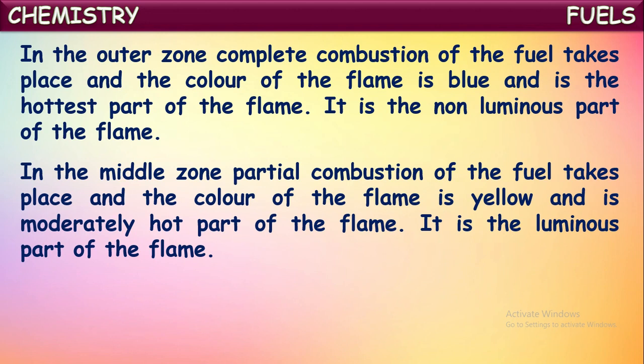Next, if we see the middle zone of the flame, partial combustion of the fuel takes place there, and the color of the flame is yellow, and it is a moderately hot part of the flame, because there the supply of oxygen is somewhat less compared to the outermost zone. In the outermost zone itself, most of the air in the surroundings is used to combust the fuel. So as there is an insufficient supply of oxygen to the middle zone, partial combustion of the fuel occurs.